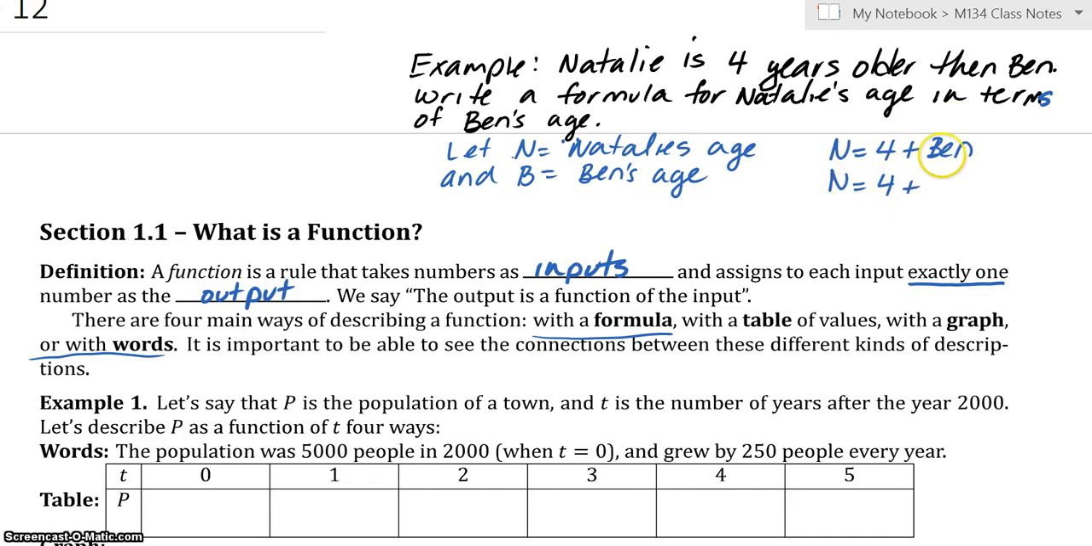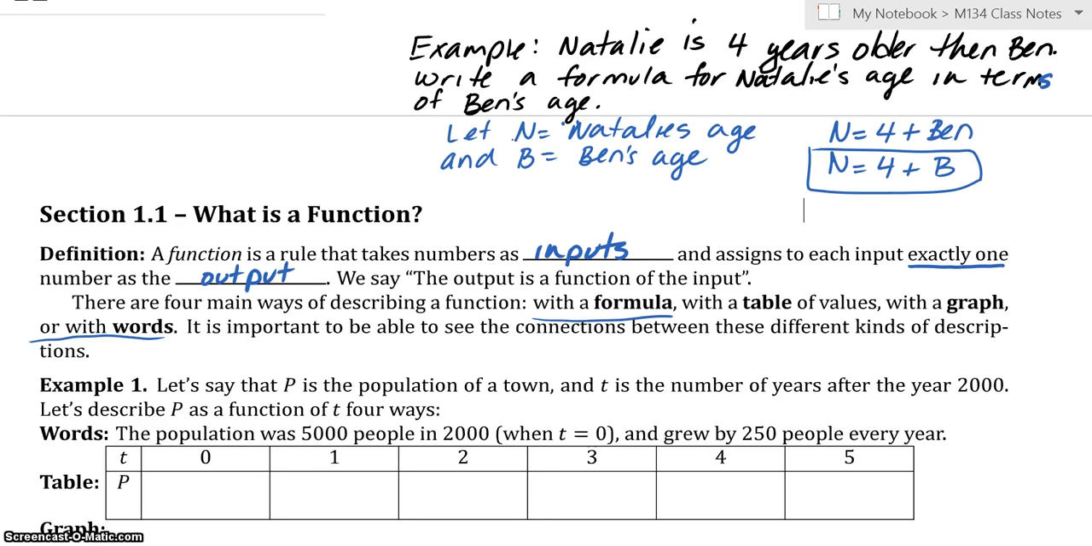Instead of Ben, I'm going to write B. Here is my formula: N equals 4 plus B. So I wrote a formula for Natalie's age in terms of Ben's age. And you can see this would be an example of a function. We can also make a table and a graph. So let's go ahead and try that for this second one.